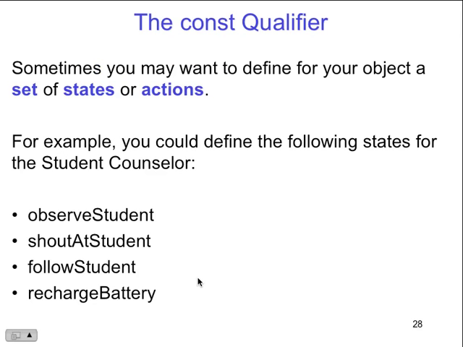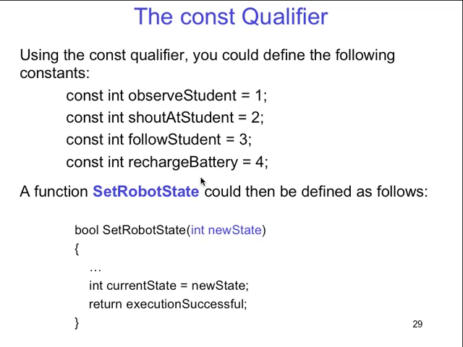So, all right. Sometimes we also want to define your object as a set of states or actions. So you can use the constant to say, as an example here, define the following states for a student counselor robot: observe student, shout at student, follow student, recharge batteries, I don't know. All these constant qualifiers are just variables you're creating to initiate some sort of state or action. And I'm leading to the concept of enumerations in a few minutes to give you a definition of that. An enumeration is nothing more than a bunch of constant characters, but they change.